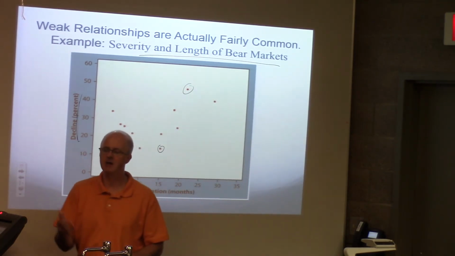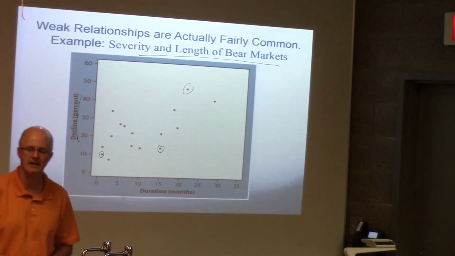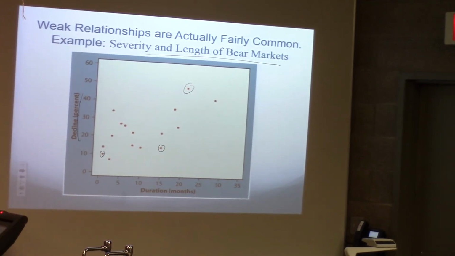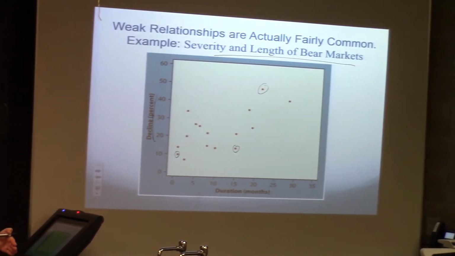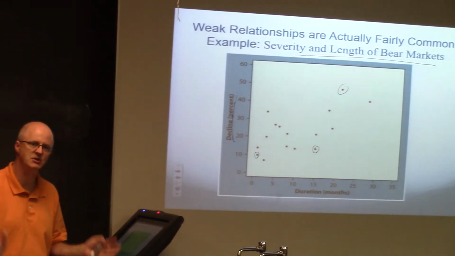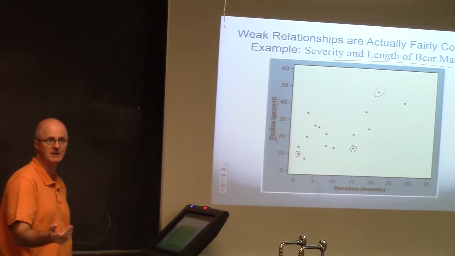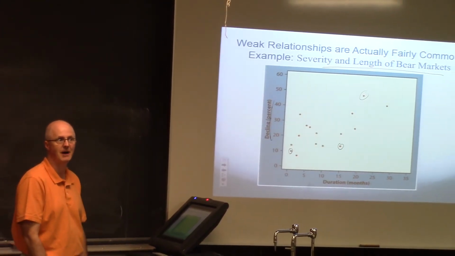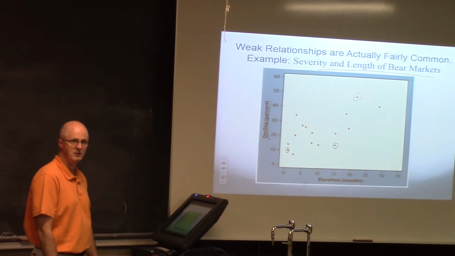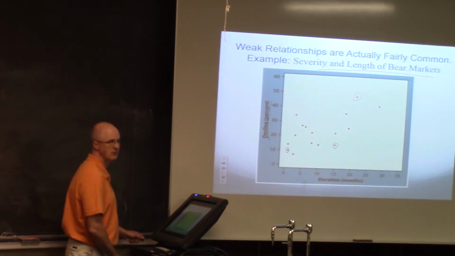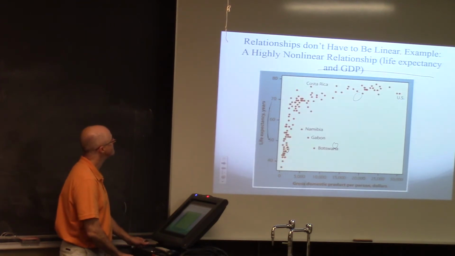Yes, there's a small, slight positive association between length and severity. Longer bear markets tend to mean more decline, but it's not a real strong relationship. Okay? It can go down a lot pretty fast. In fact, in 2008, it declined by 50%, I believe, over the course of a few months. Again, I'm going based on memory. I might be wrong. You can look it up.